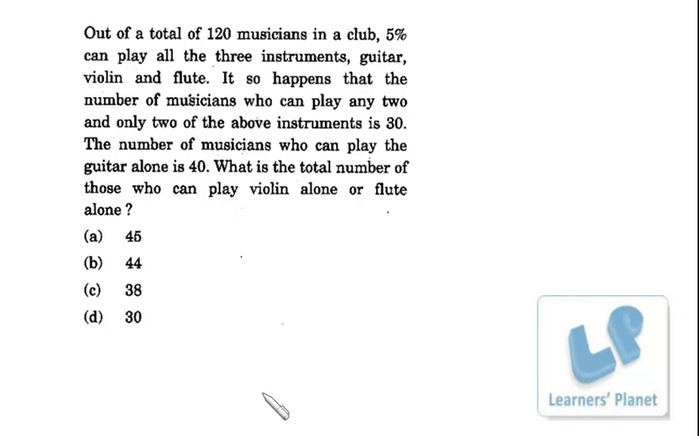See, to be able to solve these sort of questions, you must be clear with the basics of Venn diagram. Here we are having three types of sets, right? Guitar, violin and flute. I represent them with three circles, three mutually intersecting circles. Now just see this thing carefully.